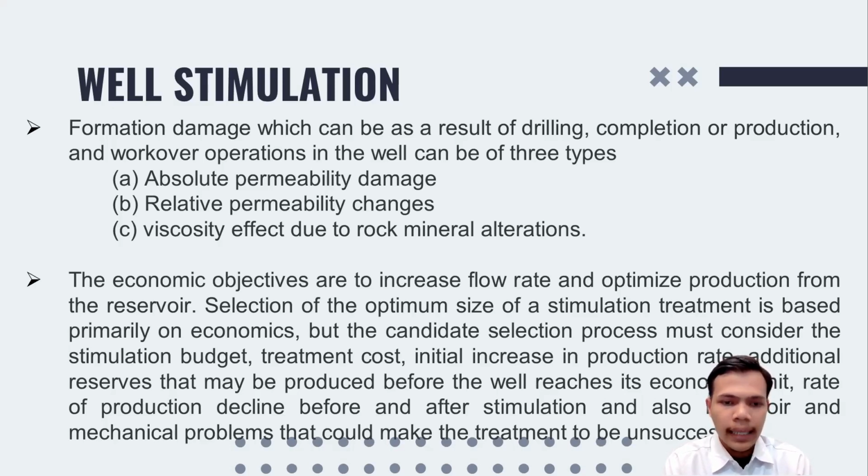Selection of the optimum size of a stimulation treatment is based primarily on economics, but the candidate selection process must consider the stimulation budget, treatment cost, initial increase in production rates, additional reserves that may be produced before the well reaches the economic limit, rate of production decline before and after stimulation, and also reservoir and mechanical problems that could make the treatment unsuccessful. Several techniques for selecting stimulation candidates exist in literature and also in industry.